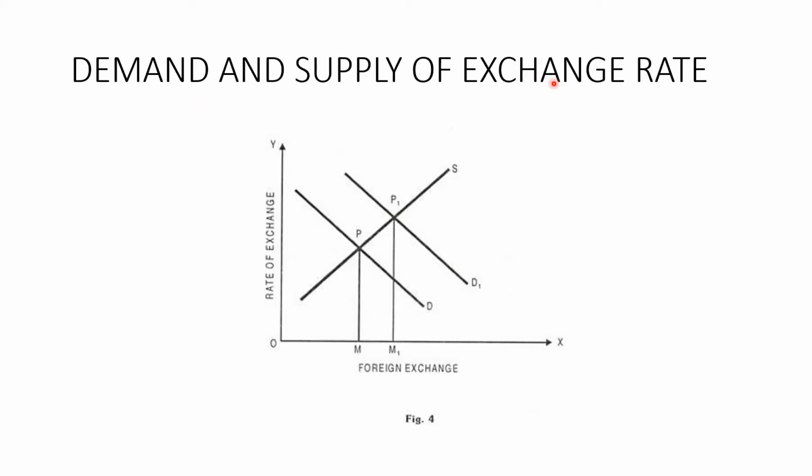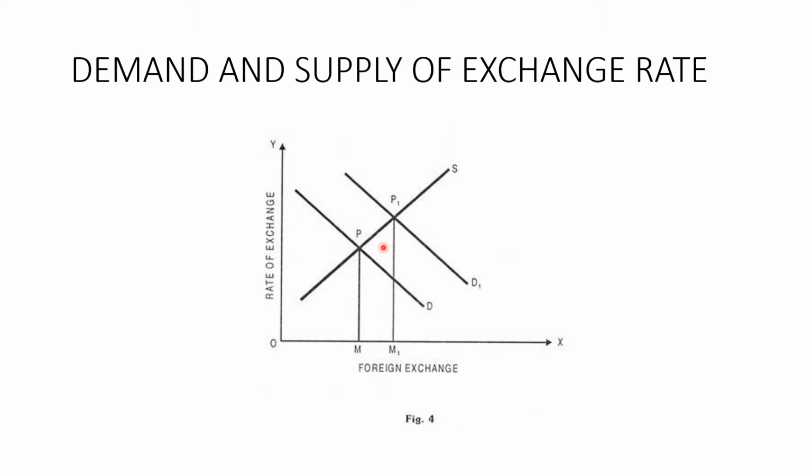Demand and supply of exchange rate. As we know, there is a relationship between the exchange rate and balance of payment. A deficit in the balance of payment leads to a fall in the exchange rate. A surplus in the balance of payment will lead to an increase in the exchange rate, or we can say it will increase the value of the home currency. So this theory states that the equilibrium rate of exchange is determined where demand for and supply of country currencies are equal.